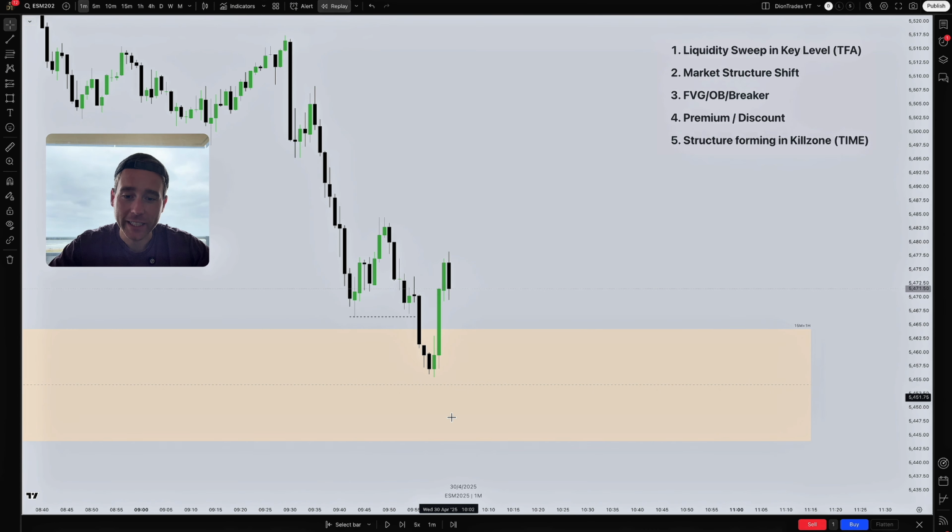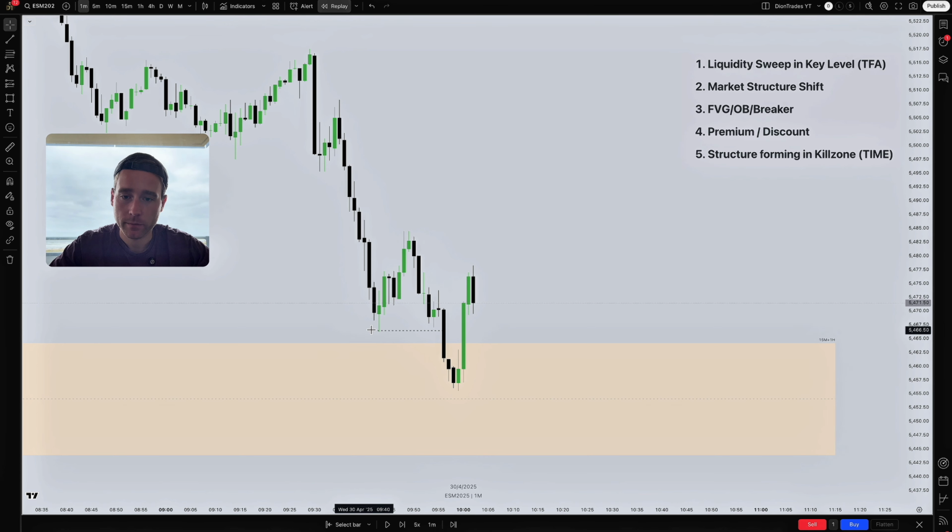Here we're looking at ES on the 1-minute chart, and look at the time, it's 10 a.m. So inside the New York kill zone, we just traded to an overlapping 15-minute and 1-hour bullish fair value gap, and we just had a liquidity sweep right there. We took out a swing low into a key level. That's the first step: time frame alignment, 15-minute and 1-minute structure.